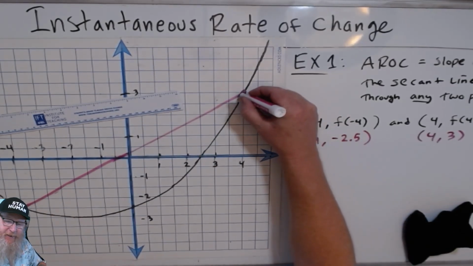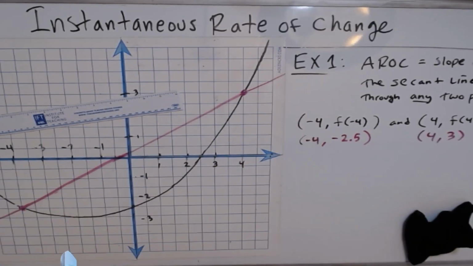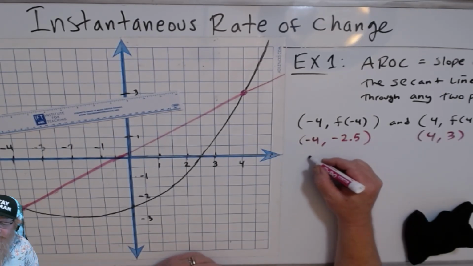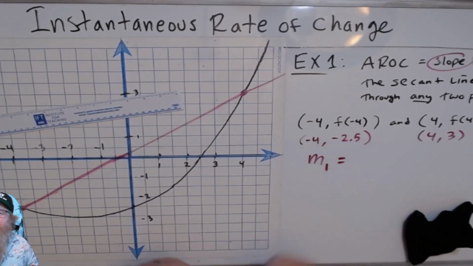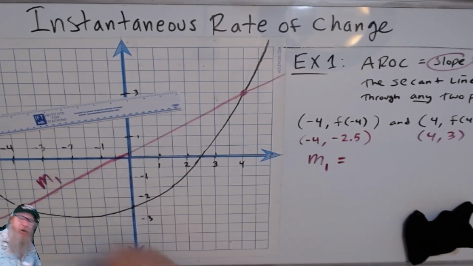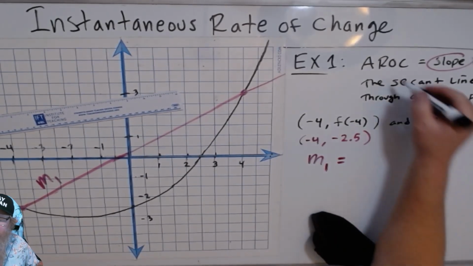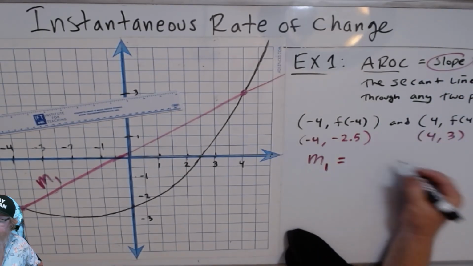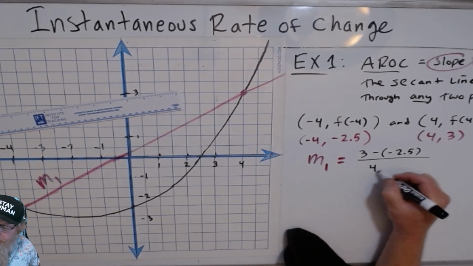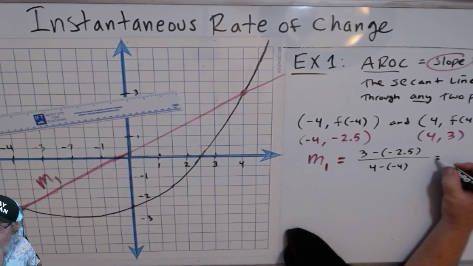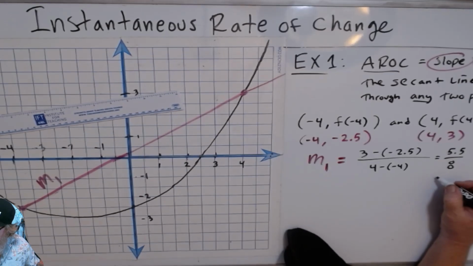So this is a secant line through these two points. And let's go ahead and find the AROC. So we've got the slope of the secant line. I'm going to call this M1, because that's my first slope that I'm calculating. I could call it AROC 1 as well, but remember, AROC is the same as slope. So we get 3 minus -2.5 over 4 minus -4, which is 5.5 over 8.